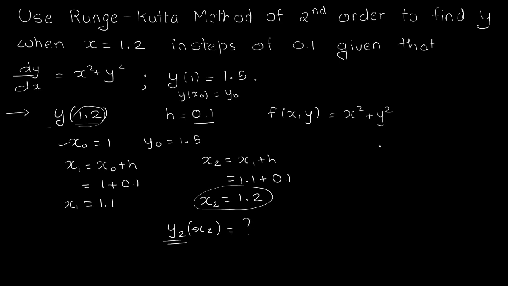And to find y2, we have this formula, y of n plus 1 equal to y n plus k. So basically I want here y2, that means y1 plus k, with n being 1. That means I need to first find y1, and I already have y0. Now y1, how will you find it? y1 will be given by y0 plus k. Y0 I already know, that is 1.5. So my first task is to find k.